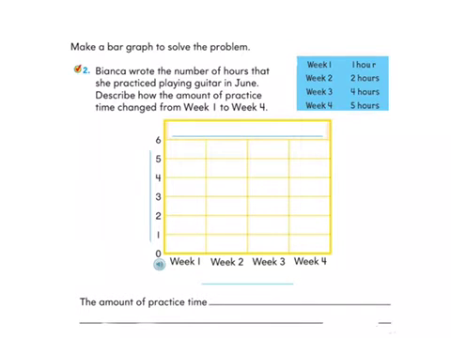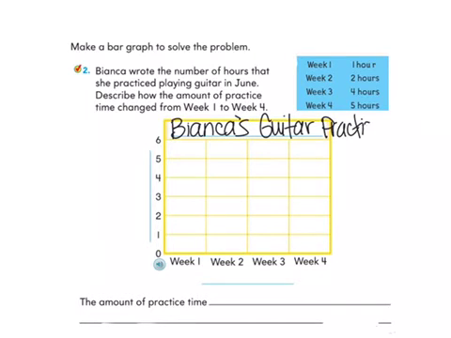Again, we need to title our graph, and we got to label it. So we got to think of a title, and we need to label these. So what is this whole graph about? Well, this graph is telling us about Bianca's guitar practice. On the side here, these numbers are telling us the hours that she practiced each week. And then at the bottom here, it just tells us what week it is.